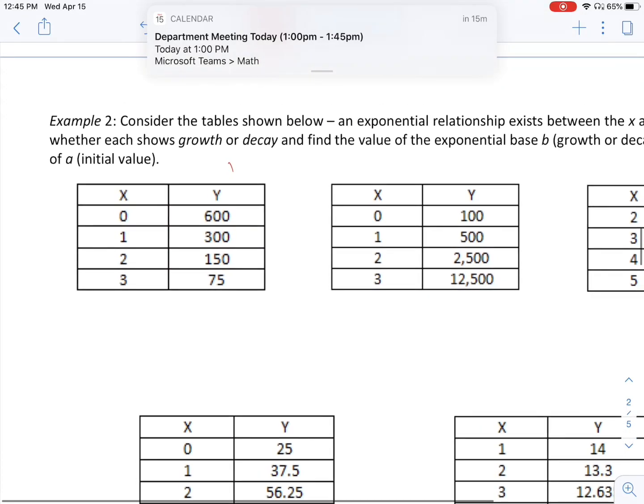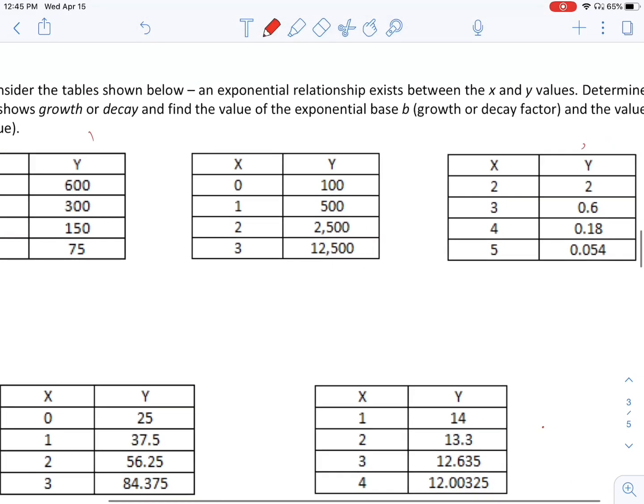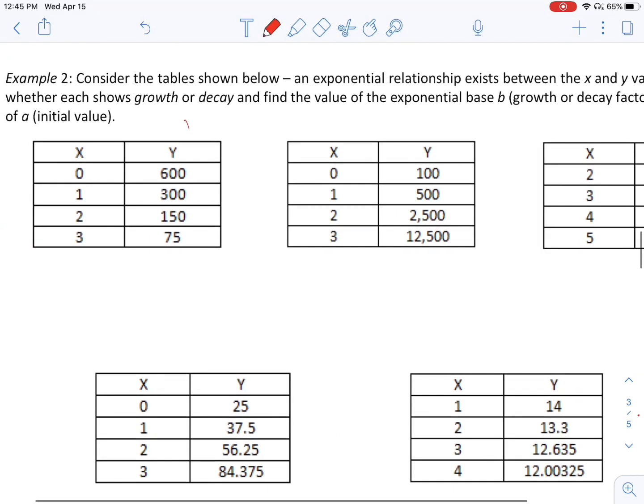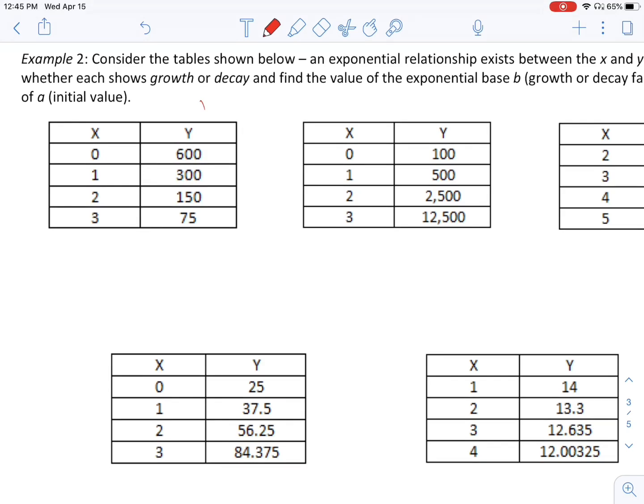Consider the table shown below. An exponential relationship exists between the x and y values. Determine whether each shows growth or decay, and find the value of the exponential base and the value of the initial value of a, I guess. A is easy in this first table. A should be whatever the y value is whenever x is 0. So in this first model, a is equal to 600.